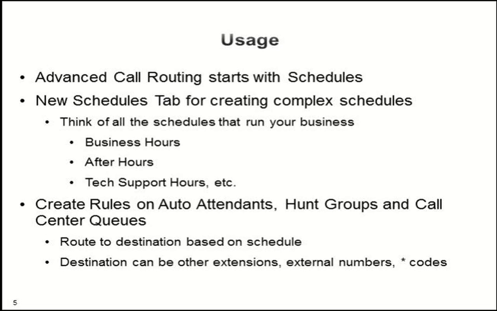And you can choose the route destination. It could be other extensions. For instance, your auto attendant could route off to a hunt group for all that matters. It could be external numbers, so you may have an after-hours answering service that you want your main number routed to. Or it could be star codes, and this is really important when you get into things like star 55. You want to route it off to a voicemail, and I'll show you some examples of these.